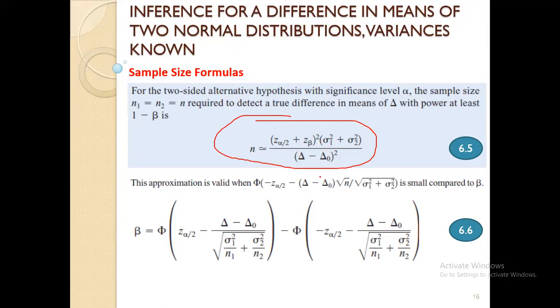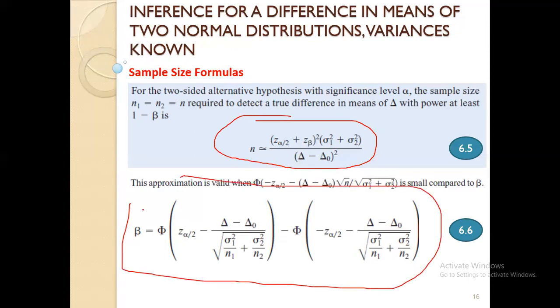Now you can use x bar 1 minus x bar 2 or x bar 2 minus x bar 1, it is up to you. You don't know x bar. That's right, you can do that. And also beta is calculated from it. This is the probability of this curve. You calculate this term and then you find the probability at this term.